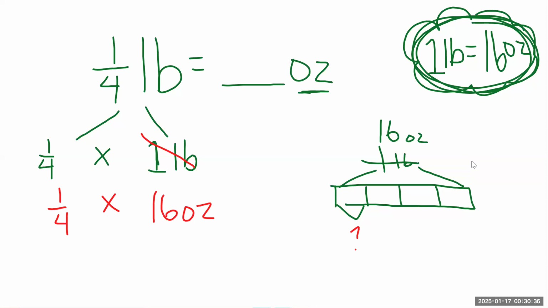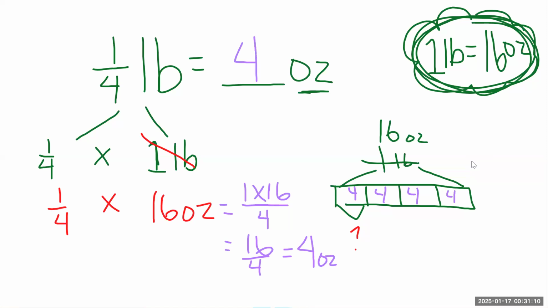Now, what we want to do next is what we did yesterday, which is we want to take this and rewrite it so that the things in the numerator are all together and the number in the denominator is the name of the parts. Well, 1 times 16 is 16 fourths. What is 16 divided by 4? 16 divided by 4 is 4 ounces. So that means 1/4 of a pound is 4 ounces. Okay, 1/4 of a pound is 4 ounces.